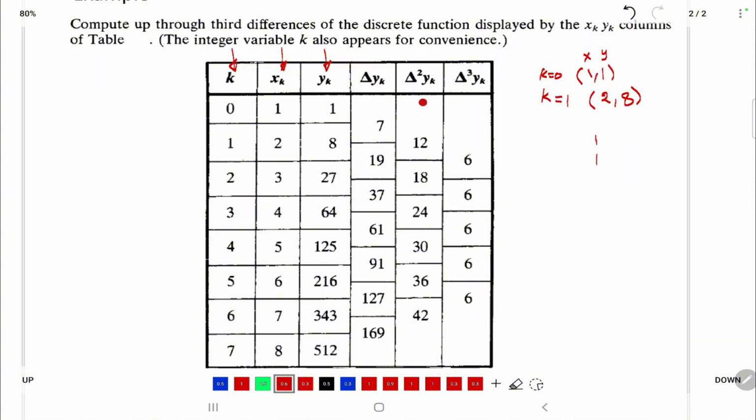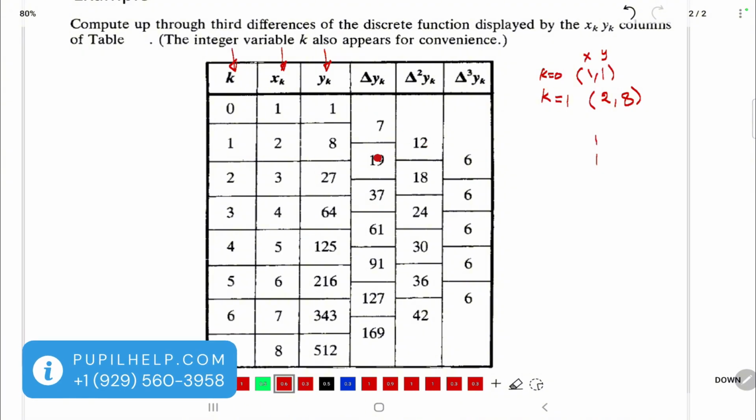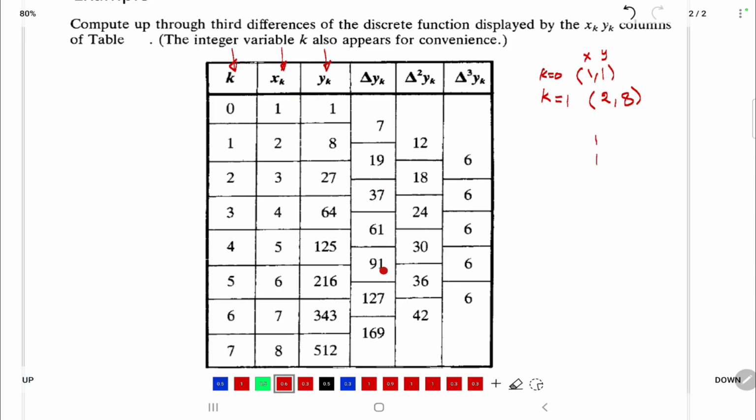Now, this is the second difference. You see, the second difference is exactly the same. So it is 19 minus 7, it is 12. 37 minus 19, it is 18. 61 minus 37, 24. 91 minus 61 is 30, and so on. This is the second difference. This is the first difference. Now, the third difference is the same. This one minus this one. So it is 18 minus 12, it is 6. 24 minus 18, 6. 30 minus 24, 6. And so on. So this is the third difference.